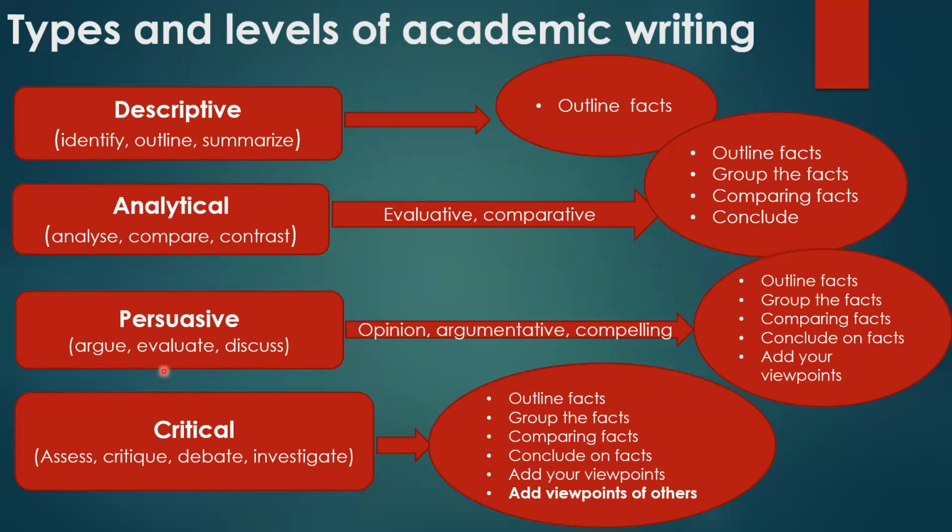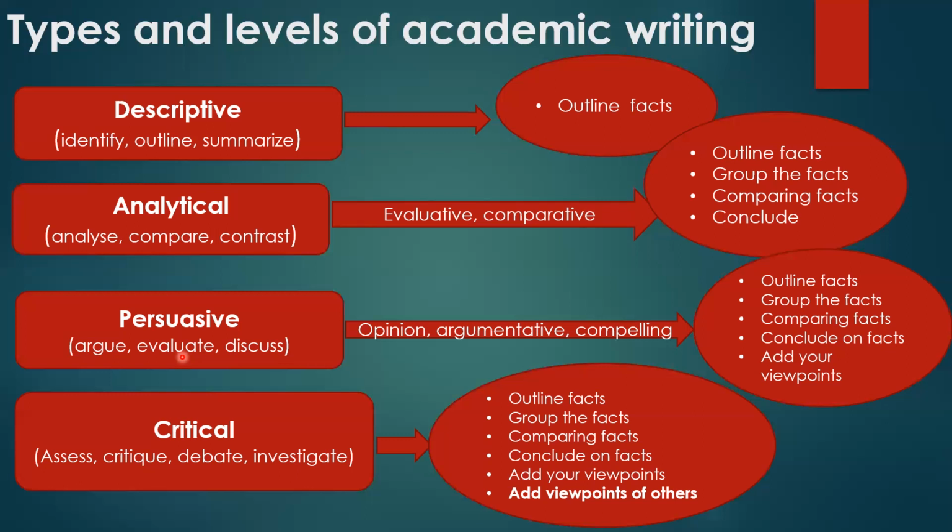You understand? Then the next level of academic writing is persuasive. This one is very simple. You do everything that you can do with analytical. You compare two concepts under a particular context. And then while in analytical you are reporting, in persuasive, when you compare them and conclude, you must make your own viewpoints about the whole scenario.